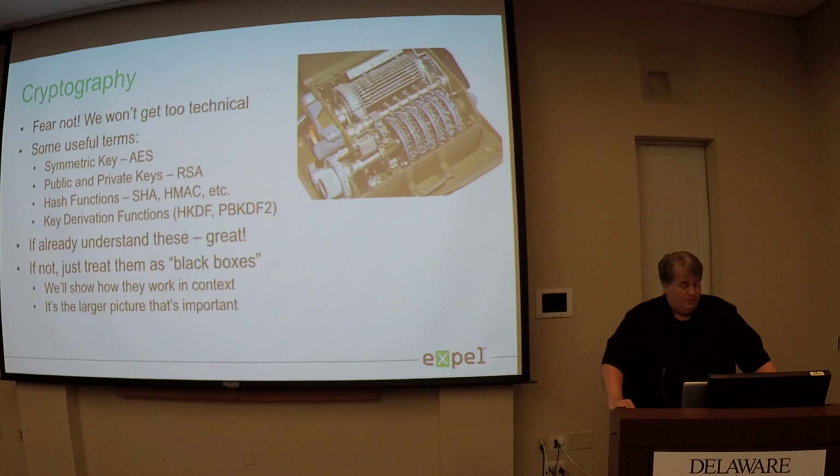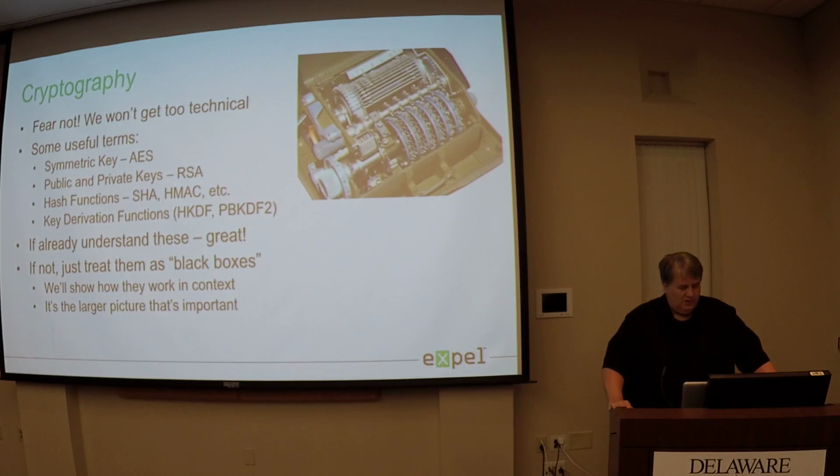Some quick terms that we'll just be tossing around a lot. AES, the Advanced Encryption Standard, is a symmetric key encryption. That means that you use the same key to encrypt it and decrypt it. Compared with public and private keys, in this case RSA, is a pair of keys, and you can encrypt data with one key and decrypt it with the other. And that becomes very, very useful for parts of the system here.